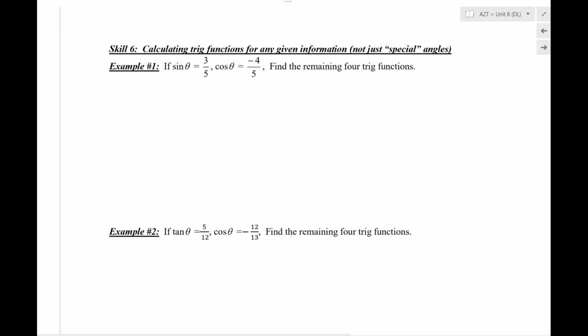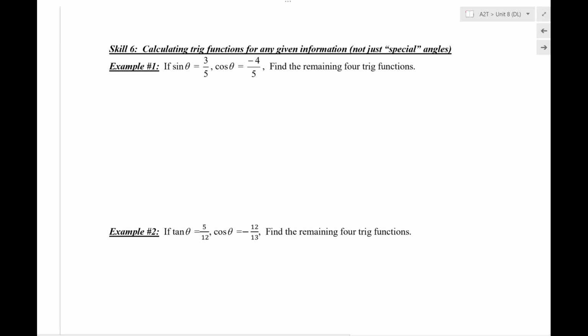So what if it's not a special angle? What if I give you some information and I'm asking you to find the trig functions, but it's not a 30, 60, 90. It's not a 45, 45, 90. Can we do it? Of course we can.